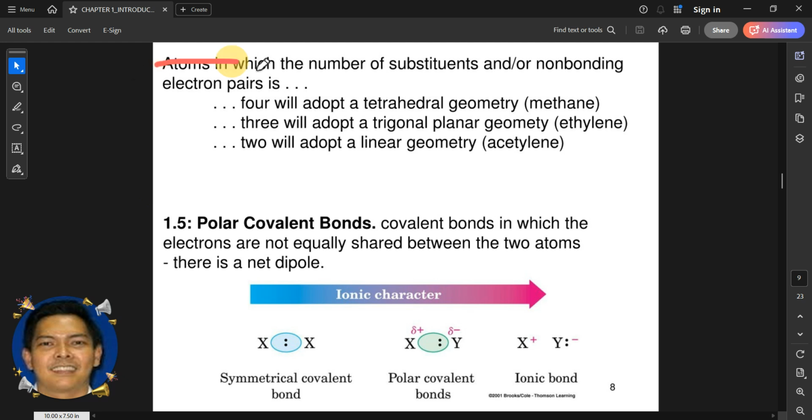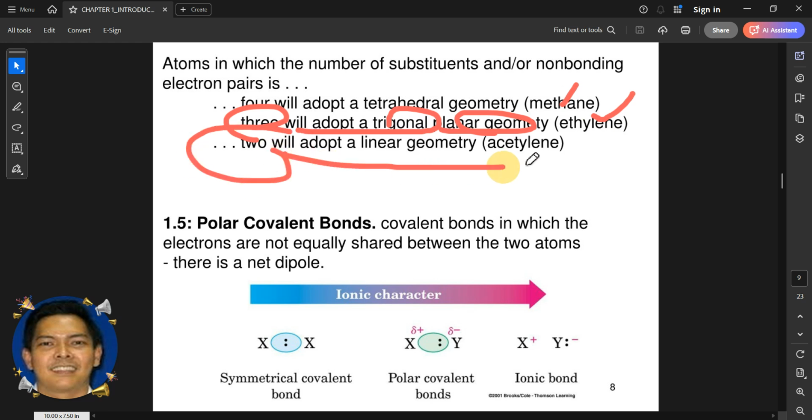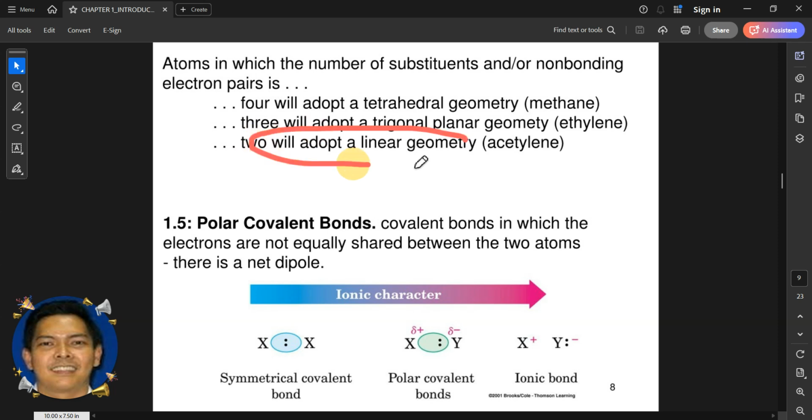Okay, if the number of substituents or non-bonding electron pairs is 4, it will adopt a tetrahedral geometry, for example methane. If 3, it will adopt a trigonal planar geometry, for example ethylene. If 2, it will adopt a linear geometry. So in this case, an example of this type of electron pair arrangement is acetylene.